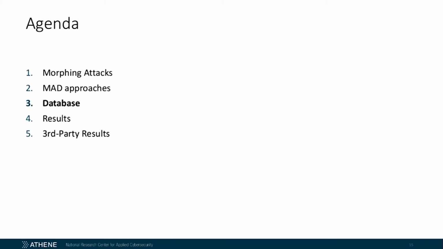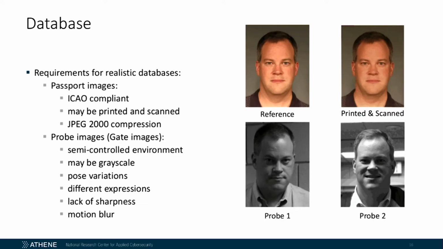To evaluate this approach, we need a database, and up to date, there is no database of morphed images that can be used to train differential morphing attack detection systems. So I had to create my own one. And for a morphing database that's able to resemble the process at the gate, we need two types of images.